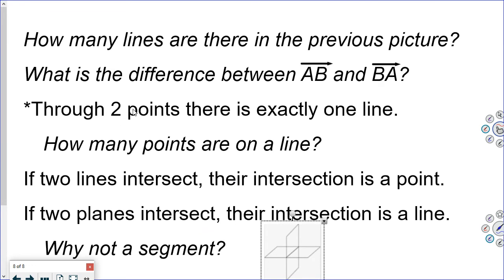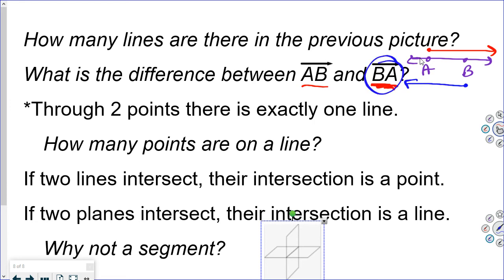What's the difference between ray AB and ray BA? Let's take a look. I'm going to draw a picture of a line that has A and B labeled. Ray AB and ray BA are different because AB starts at A and goes through B, whereas BA starts at B and goes through A. So this one up here includes points going to the right that ray BA does not. Ray BA includes points to the left that ray AB does not. There are 2 points, there's exactly one line.